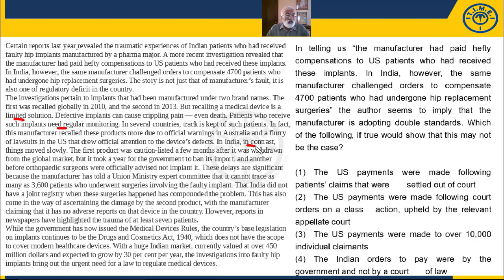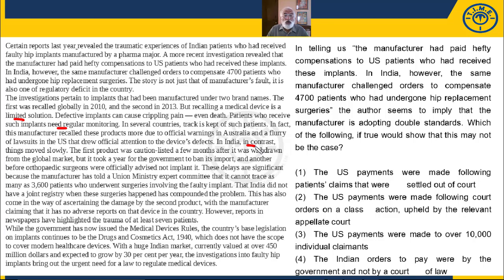These delays are significant because the manufacturer has told a Union Ministry expert committee that it cannot trace as many as 3,600 patients who underwent surgeries involving the implant, which means after all this time of 2.5 years, we can't trace these guys. So that's why the person is saying these delays are significant. Because if there hadn't been so much delay, chances are you could have put your fingers on the people who actually underwent surgeries, but now they can't.